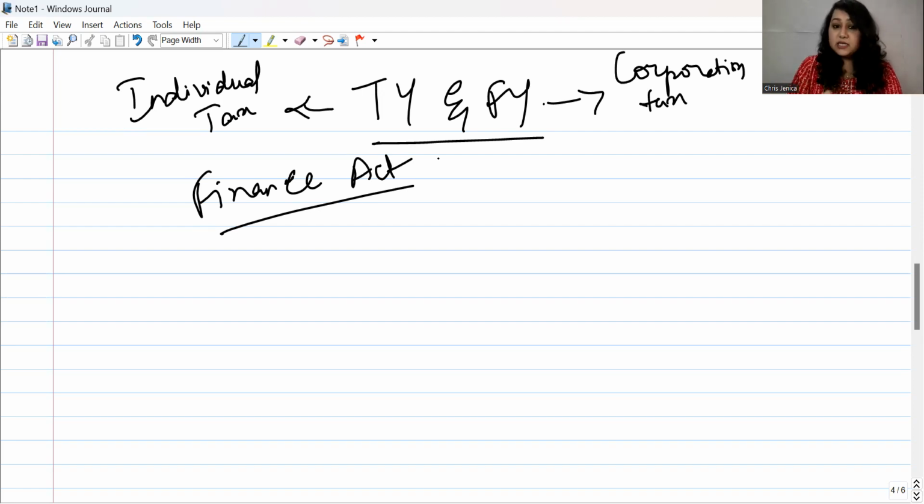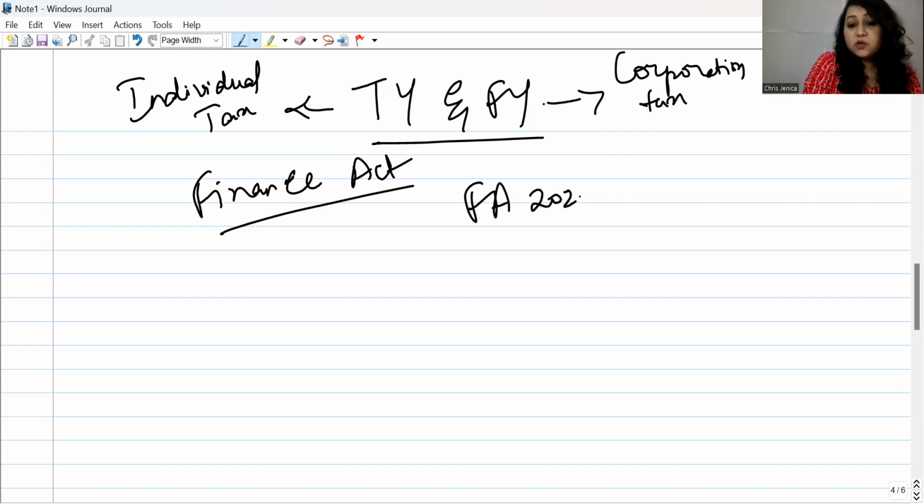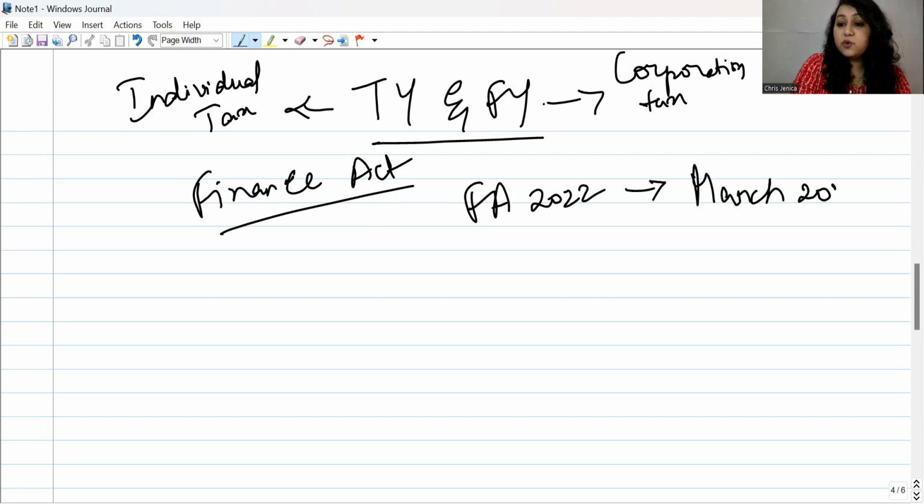So for this ACCA exam, we will be learning Finance Act 2022. So every year, the tax legislation will come up with certain updates and other updates on rules. So that we will be following for the next year of exams. So this Finance Act 2022 will be applicable for tax exam till March 2024.